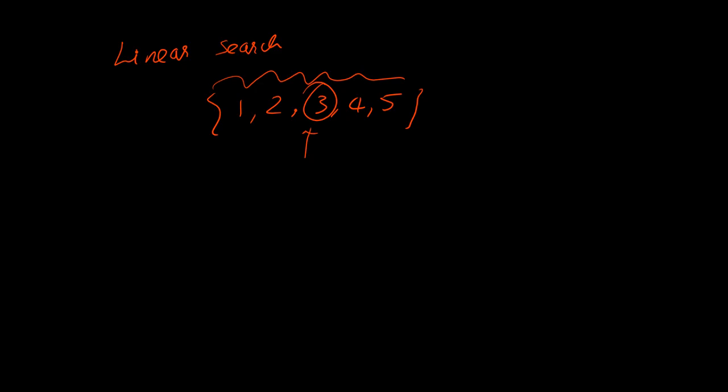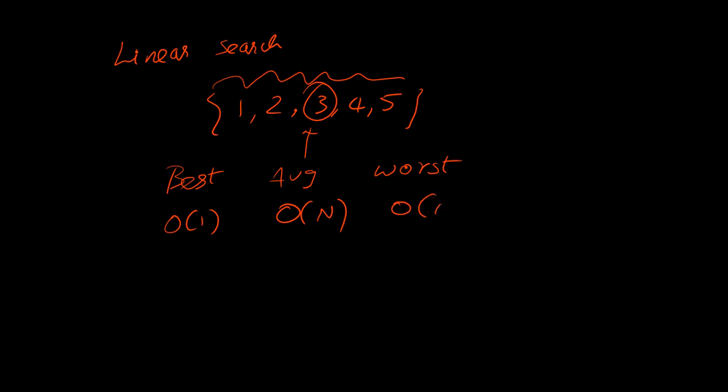So we have the cases, right? We have the best case, average case, and worst case. The best case is O(1), the average case is O(n), and the worst case is O(n). So this is the time complexity.